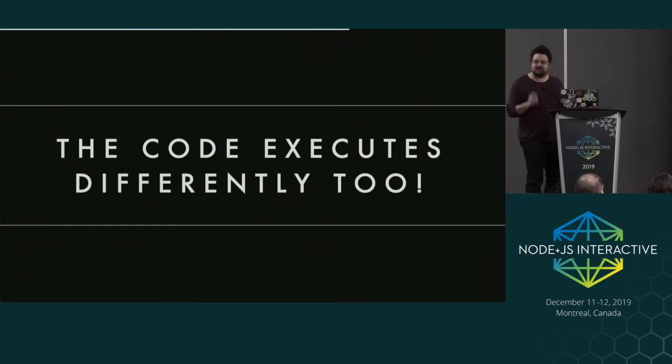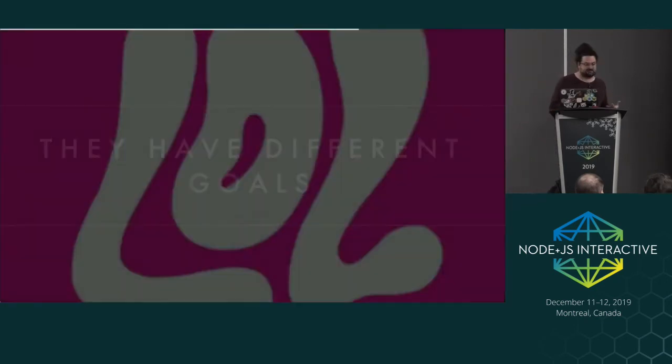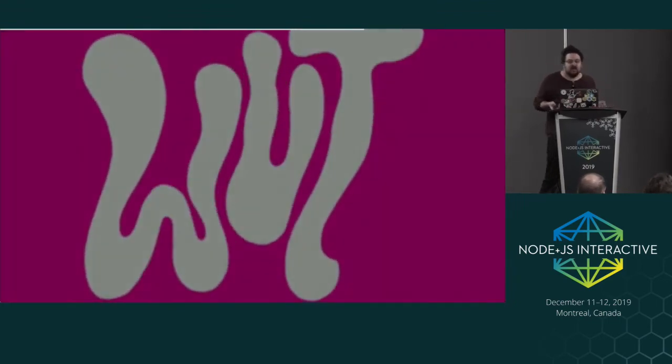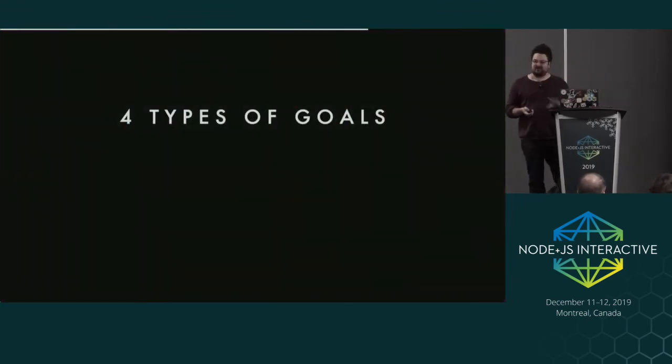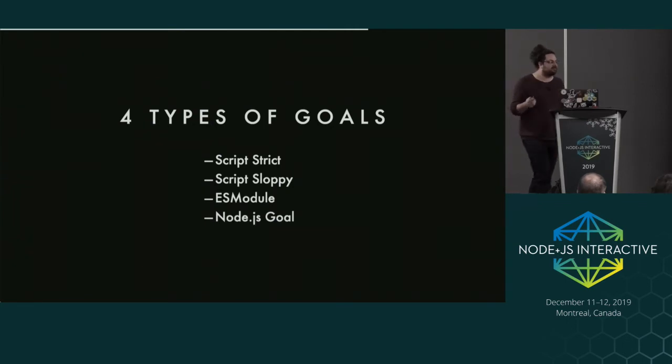If that wasn't enough, code executes differently too between these different modes. They have a thing called a goal, which we talked about before. And like, what? There's 4 types of goals. And when I list these 4 types, then all of a sudden you're like, oh, that's what a goal is. There's script strict, script sloppy, ES module, Node.js goal. That's like a really high-level naive way of thinking about it.